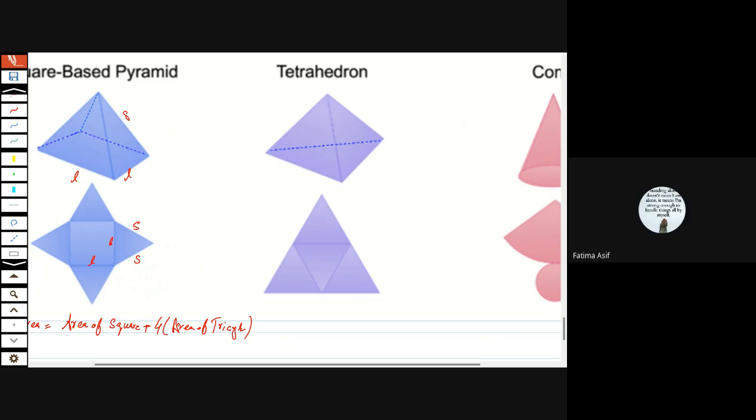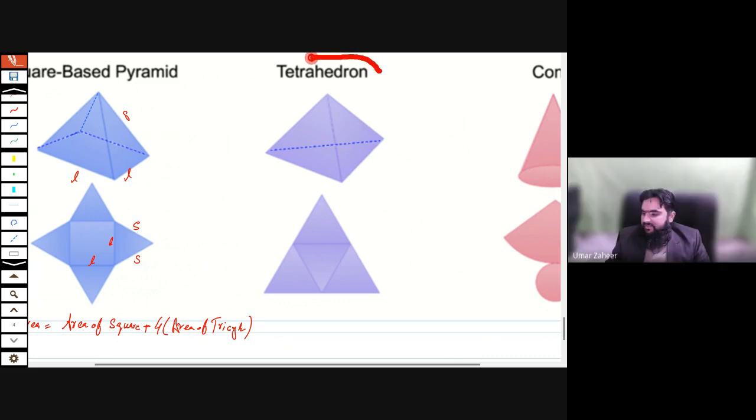Now, in the next one, we have a tetrahedron. It's a type of pyramid in which the base is also a triangle. So look here, it is a triangle. So this is basically a base triangle. You have to open a triangle here, and in the same way, the back one is going to be here, just like this, on the right side.